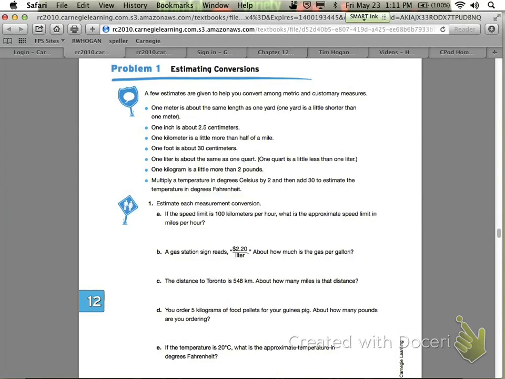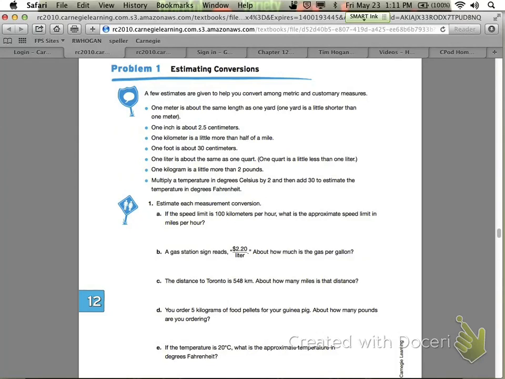If we turn to page 794, we're going to start off problem number 1 by looking at a couple of estimating conversions to help you convert among the metric and customary measures. So let's take a look at the bullet points that we see.